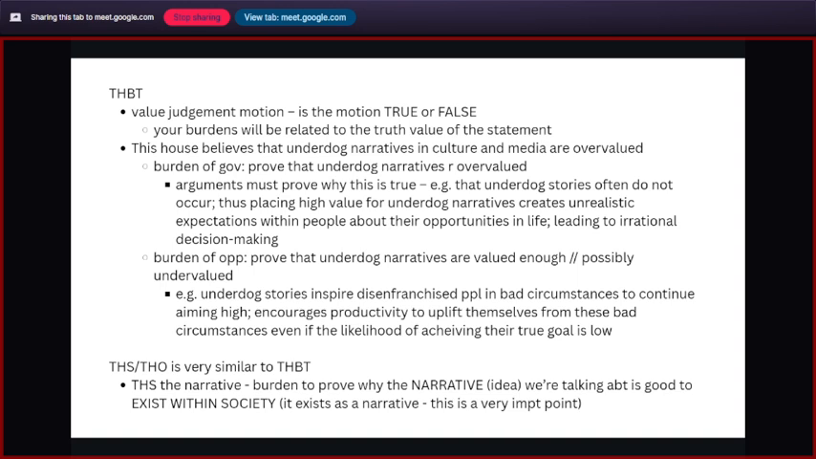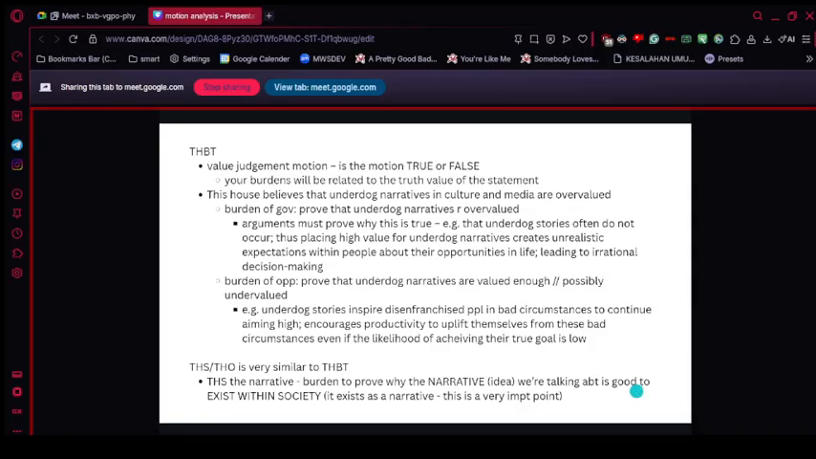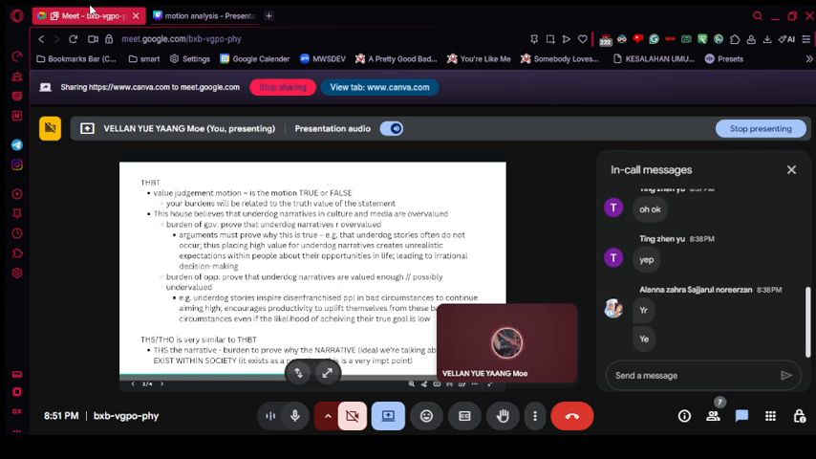So the burden here is more like two rather than just one for you, because you also have to carry the burden of proving that this idea should or should not exist within society, not just that it's true or false.